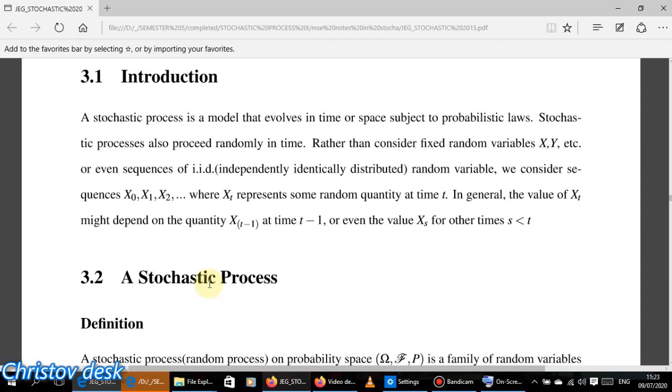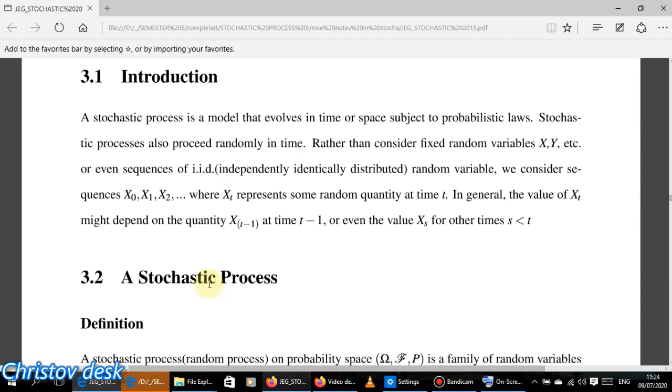Okay, so stochastic processes also proceed randomly in nature. Rather than consider fixed random variables X and Y, or even a sequence of IID random variables, we consider sequences of these random variables at different time points. So in general the value of S_t might depend on the quantity at time t minus 1, or even the value at other times.